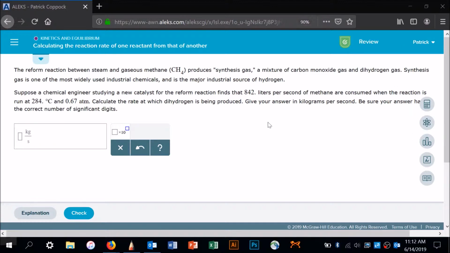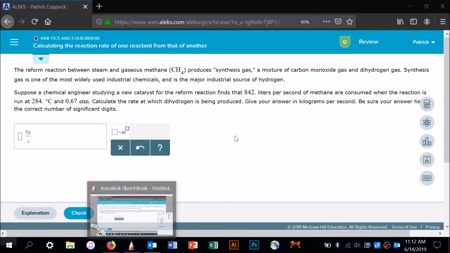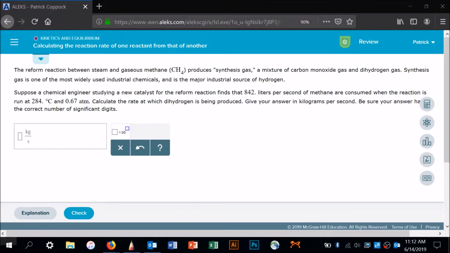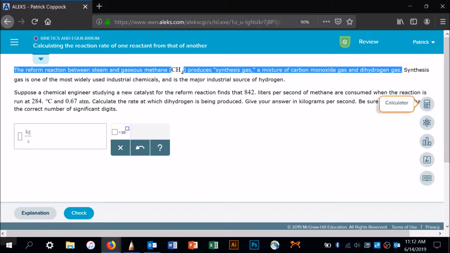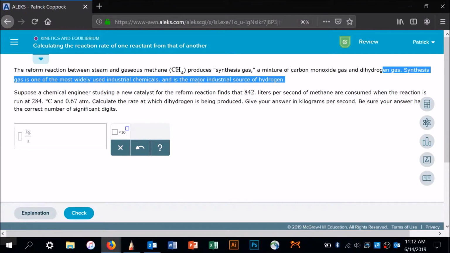All right. So what I've done is taken a snapshot of this page and put it over on my whiteboard. So I'm going to have to go back and forth a little bit. That might be a little confusing. So first of all, let me read this question, and we'll decide where to go from there. The reform reaction between steam and gaseous methane produces synthesis gas, a mixture of carbon monoxide gas and dihydrogen gas. All right, so that sentence is probably just a throwaway sentence. We don't need it. Synthesis gas is one of the most widely used industrial chemicals and is a major industrial source of hydrogen, which is sort of interesting, but we don't need that either.